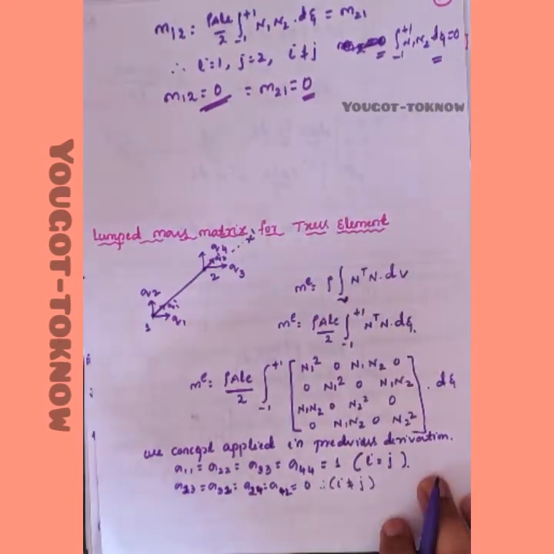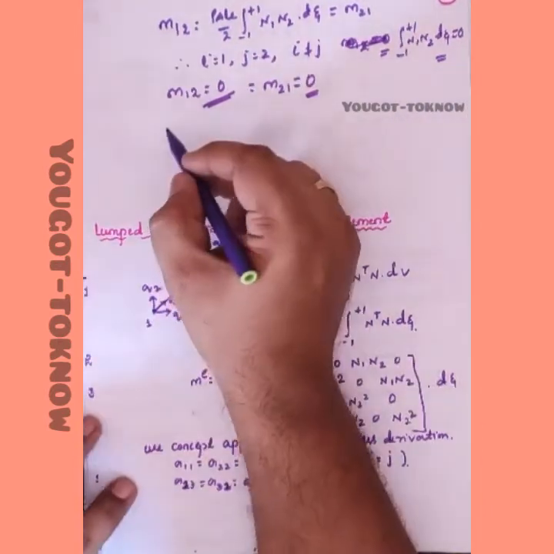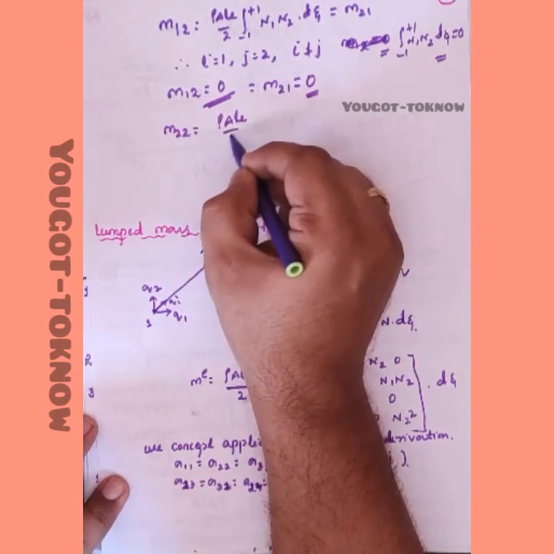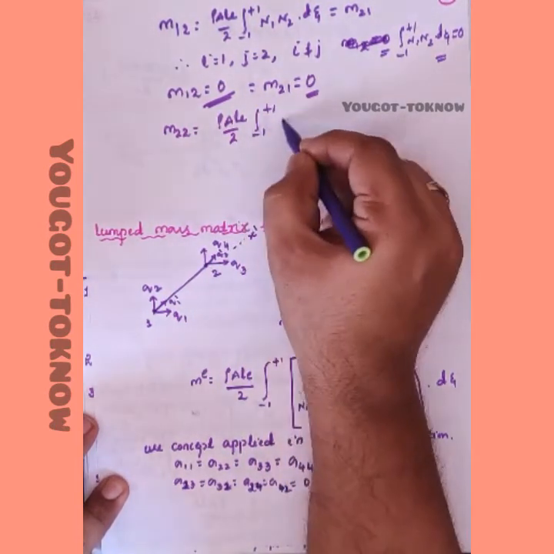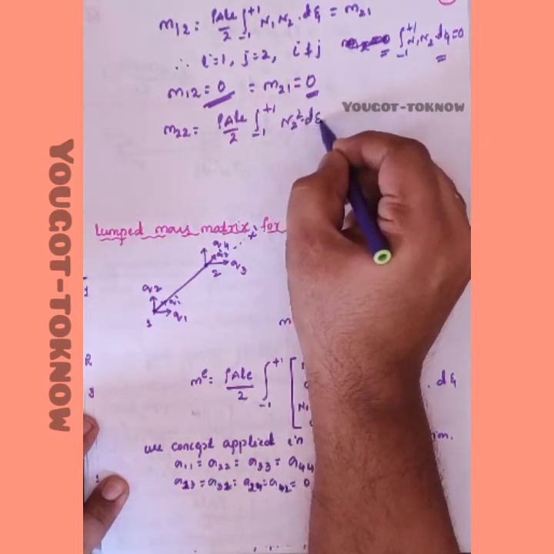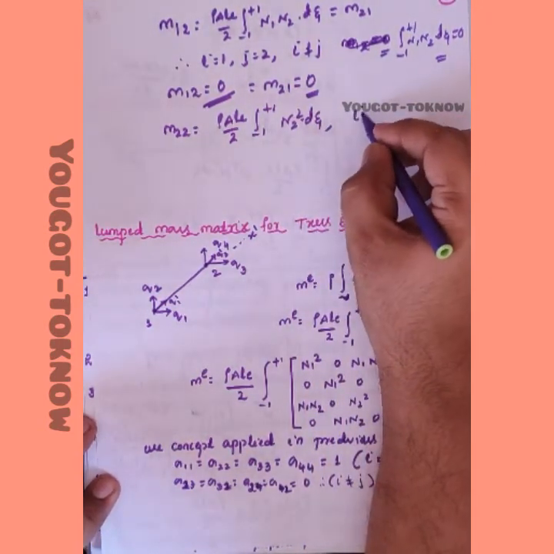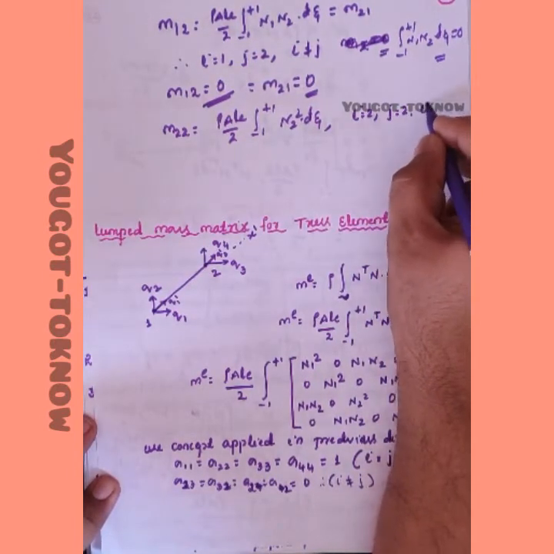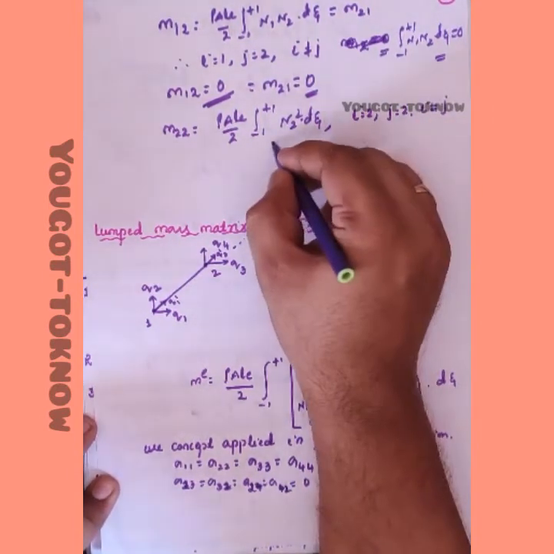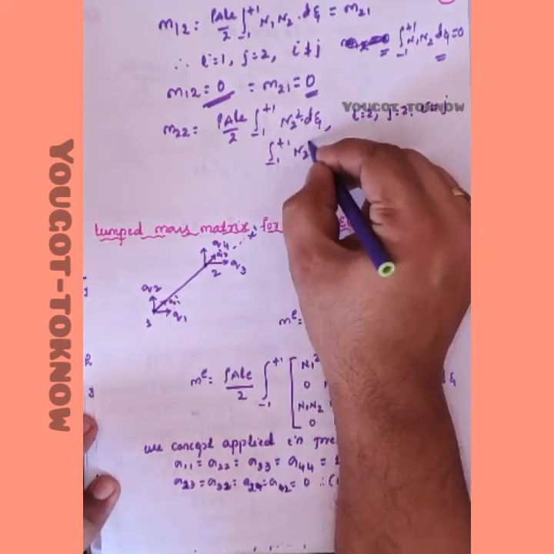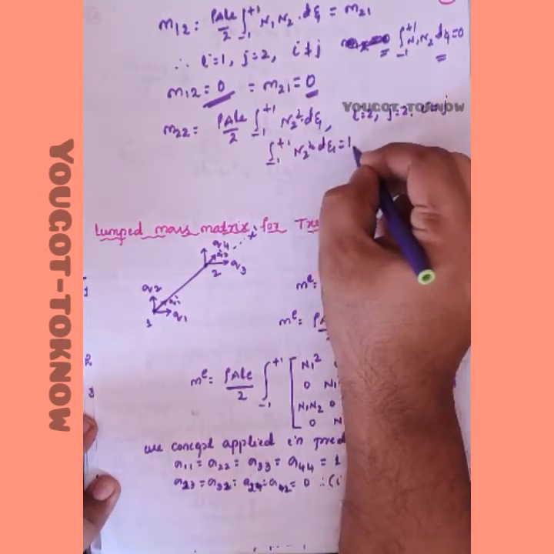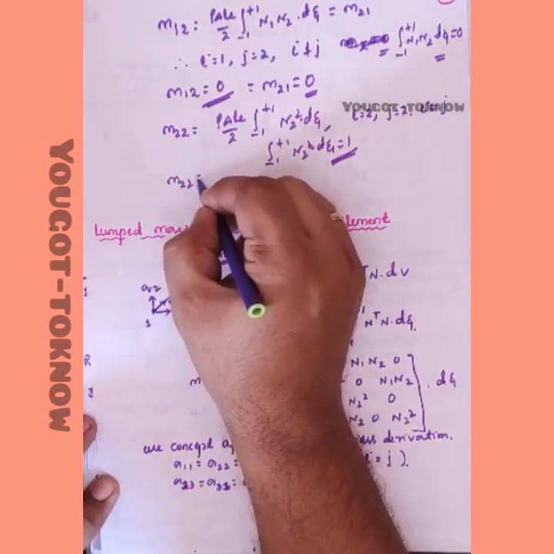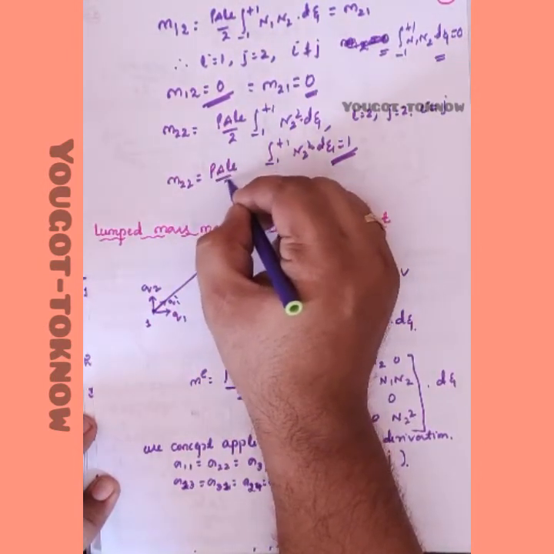M21 is equal to 0, M12 will be equal to 0. Now what are we left with? The next value, M22. What is M22? It is rho A LE by 2, integral from minus 1 to plus 1 of N2 square into d zeta. Now if you observe this, what is M22? Here I equals 2, J equals 2. What is the meaning of it? I equals J. Then what is the value? The integral from minus 1 to plus 1 of N2 square into d zeta will be equal to 1. Now the matrix becomes M22 equal to rho A LE by 2.